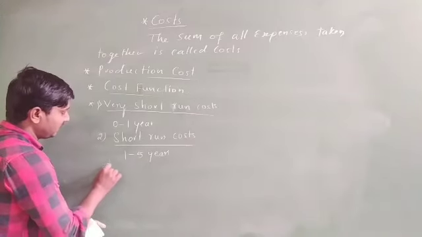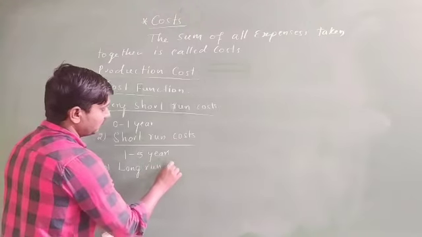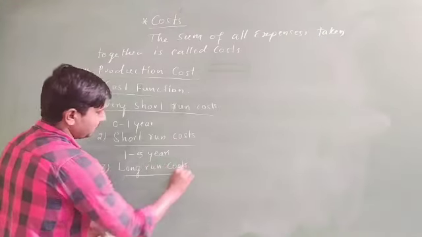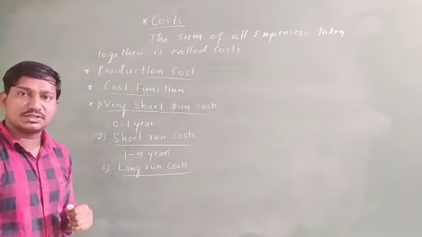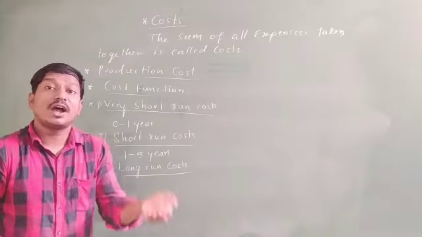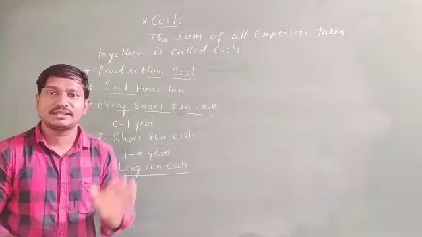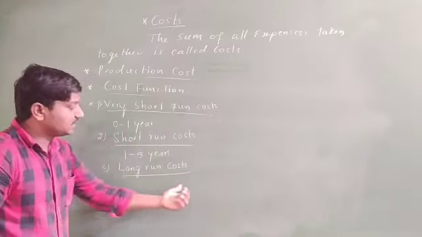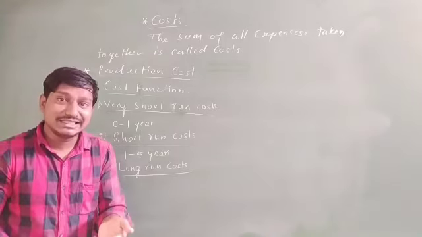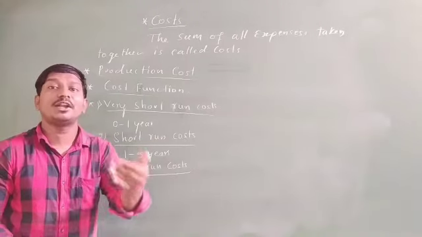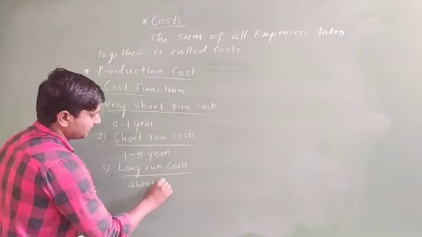Well, so come to the third one, that is long run costs. Remember again the production process. Long run means over and above 5 years. If the production process carries on over and above 5 years, that is called long run period. And as we are discussing, long run costs are the costs which are incurred in the production process over and above 5 years.